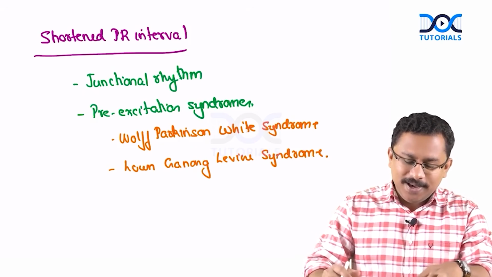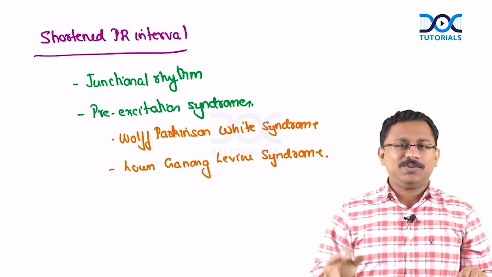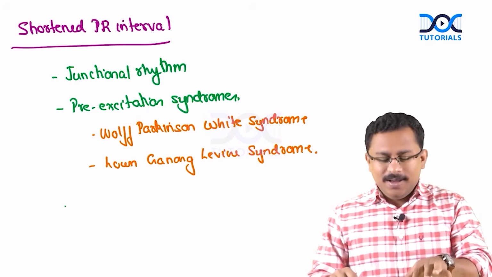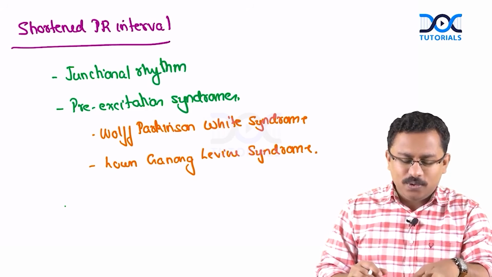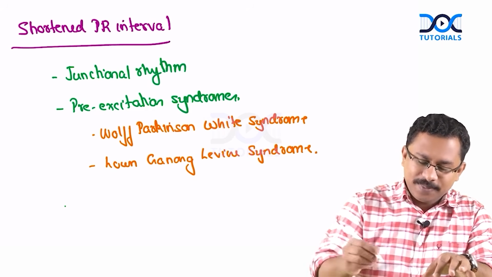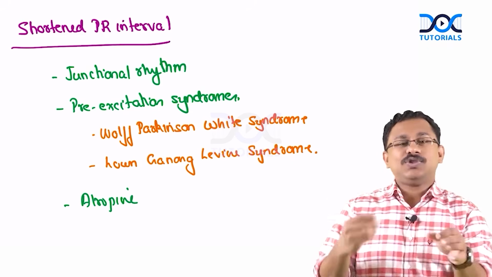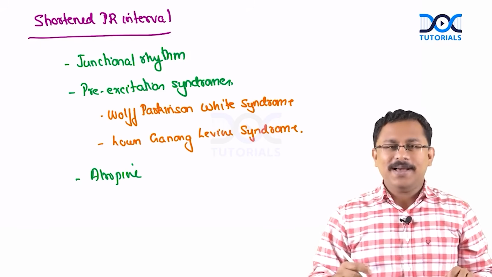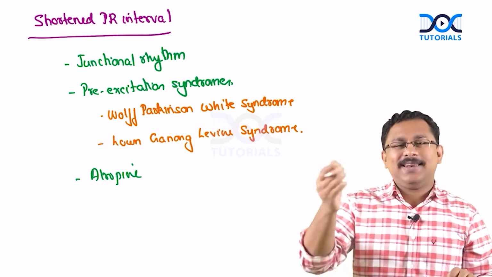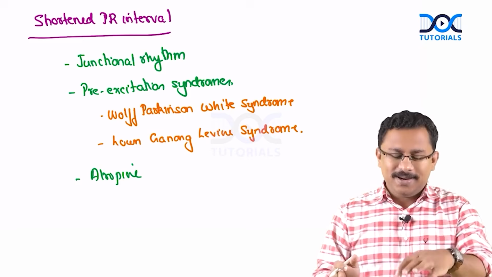So shortened PR interval: junctional rhythm, pre-excitation syndromes. Very, very important. The next point is that drugs like atropine can also shorten the PR interval, because they facilitate conduction through the AV node, which is why it shortens the PR interval.